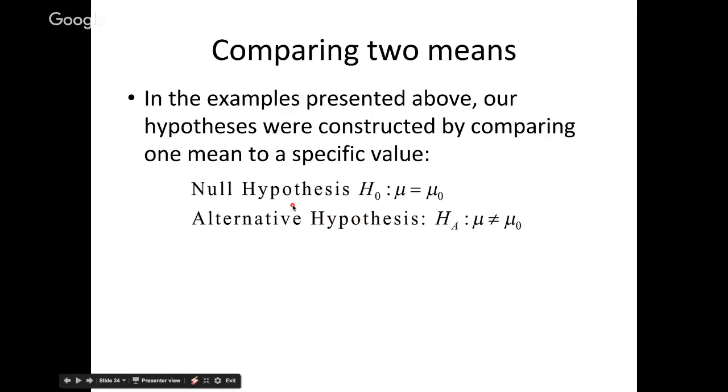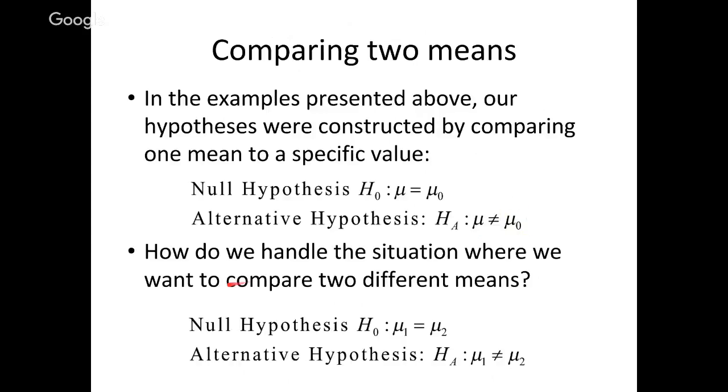In other words, are they statistically the same, or are they statistically different? In the previous situation, the null hypothesis was that the population mean is equal to a specific value. The alternative was that the population mean was not equal to a specific value. So that's what we've looked at so far. In this case, the null hypothesis is that one population mean is equal to another population mean, and the alternative is that those two population means are different.